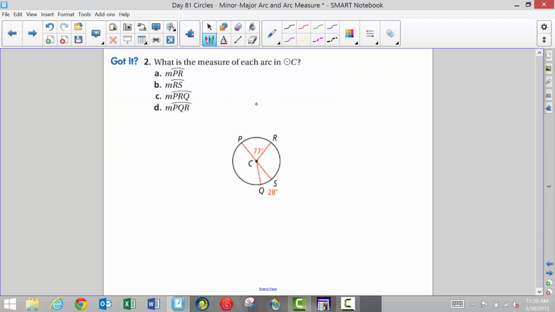Let's go to the last example here. I want the measure of PR. PR arc is the same as its central angle, so it's 77. R to S, so notice that PS is diameter, so this is 103. So R to S is 103.